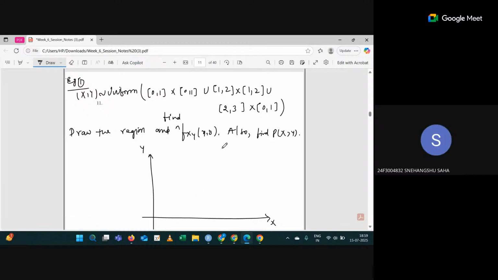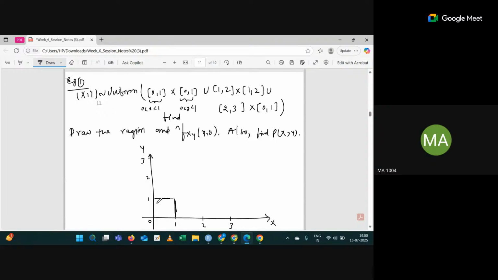Sir, what have you written? 0,1 times 0,1, union 1, 2 times 1, 2. Okay. So first of all, this is the limit of x and the limit of y. So this is 0, this is 1, suppose this is 2, and this is 3. So you can see in the first part, x is 0 to 1 and y is 0 to 1, right? So this is the area. Yes or no?